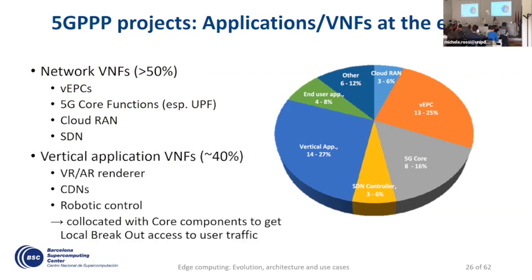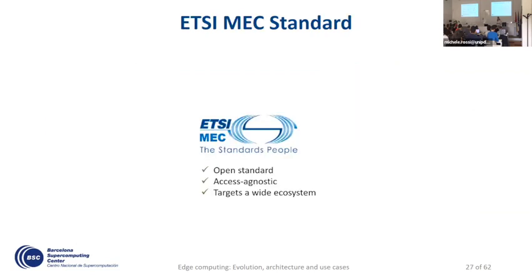But again, a smaller percentage, but still a considerable one, is the deployment of application-related functions at the edge, because you have, for example, a VR renderer or, I don't know, a caching server or something related to your application that you want to execute close to the users. So you also have application-related VNFs. And the trick would be to be able to orchestrate everything jointly. So I think that's the second part.